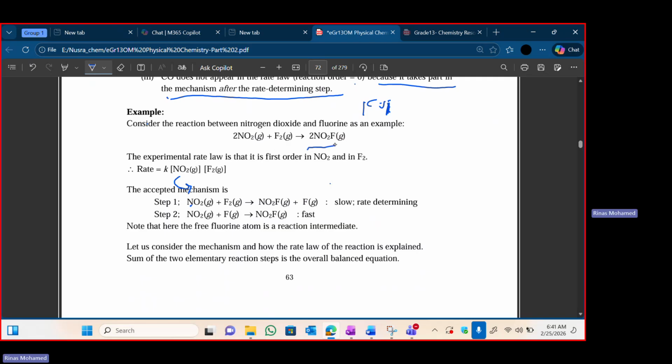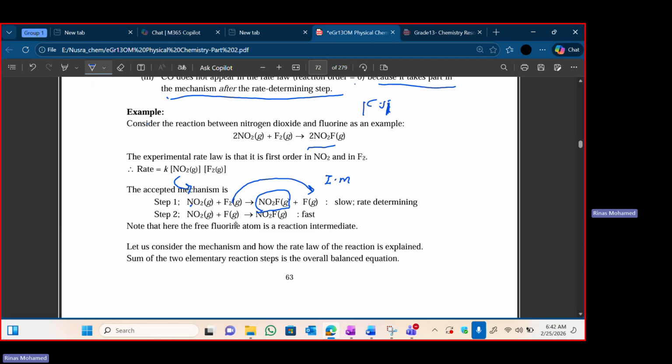This is the net reaction. Then using one NO2 and F2, we cannot write down two NO2F. Only one NO2F we can write. So I am writing one NO2F here. Right? And then if I write like this, one F gas will remain. That is the intermediate.